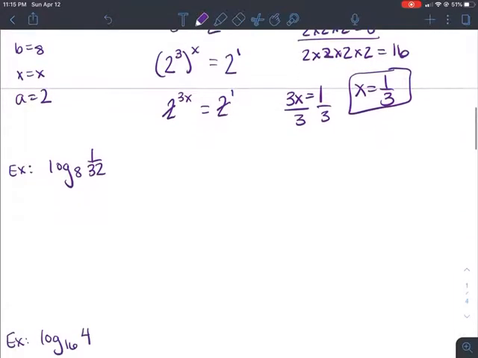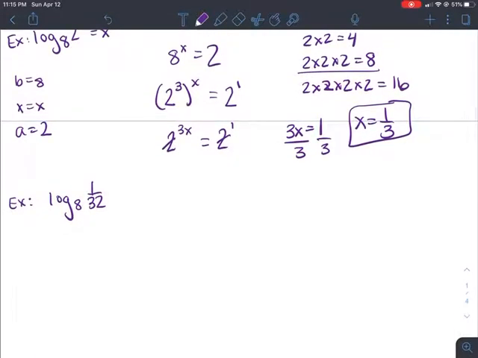So here we have log base 8 of 1 over 32. Okay, so I'm going to set it equal to x and convert to my exponential form. I get b equals 8, x equals x, and a equals 1 over 32. So that gives me 8^x equals 1 over 32. Okay, now this is something new again. We have a fraction and we can't get 8 to go into 32. Okay, 8 to the power of something does not equal 32.